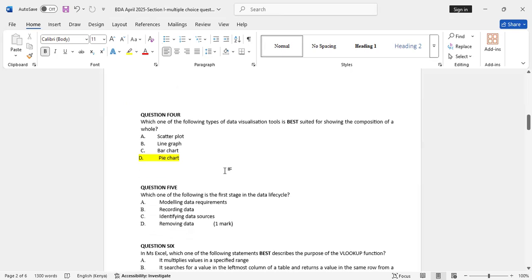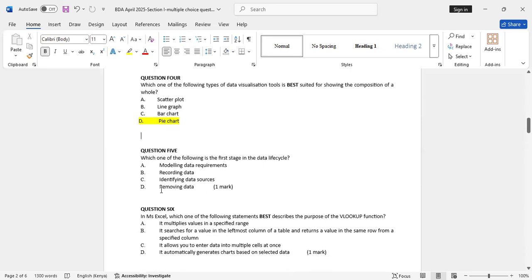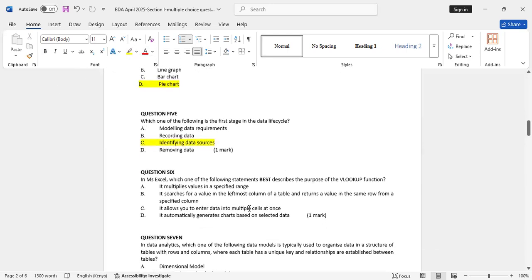Question 5. Which one of the following is the first stage in the data life cycle? Yeah, so they are examining the data life cycle. A, modeling data requirements. B, recording data. C, identifying data sources. D, removing data. So the correct answer here, the first stage is always identifying the data sources. So C was the correct answer.